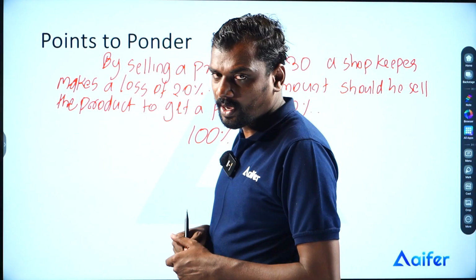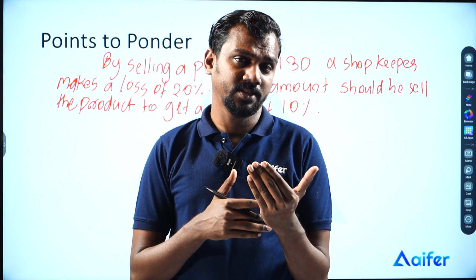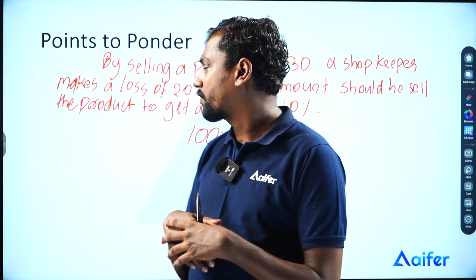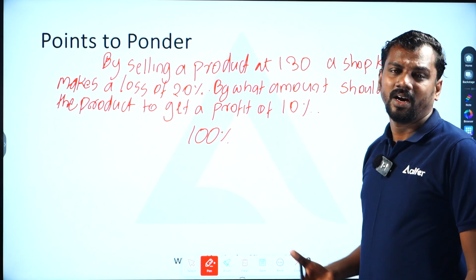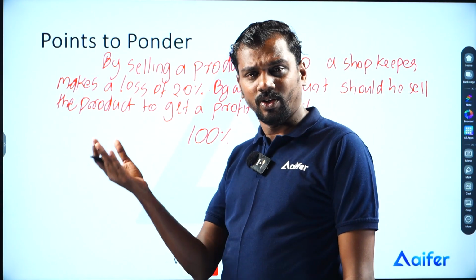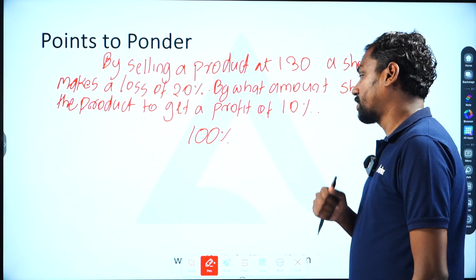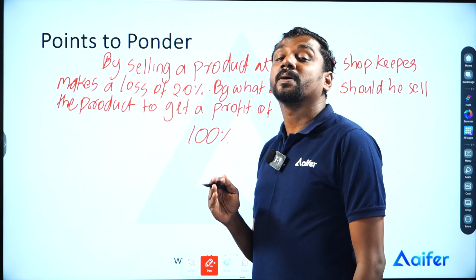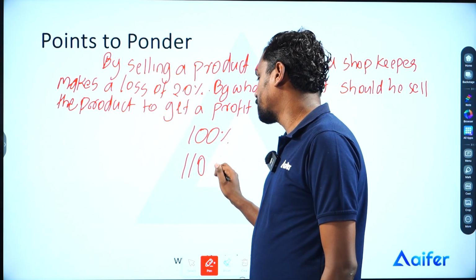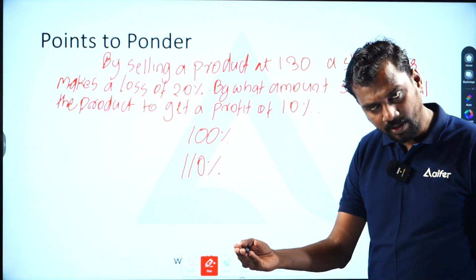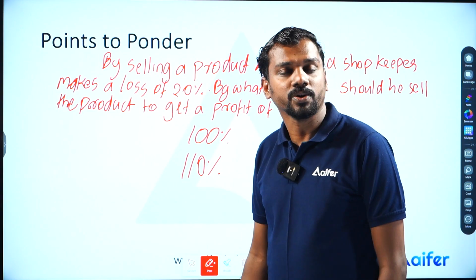When the product is sold at the same price as the cost price, we can take the value as 100% of the CP. And the next concept is something you should be very thorough with. When the person makes a profit of 10%, we can say it is 110% of the original price. It's a profit of 10%, so the selling price will be 110% of the cost price.